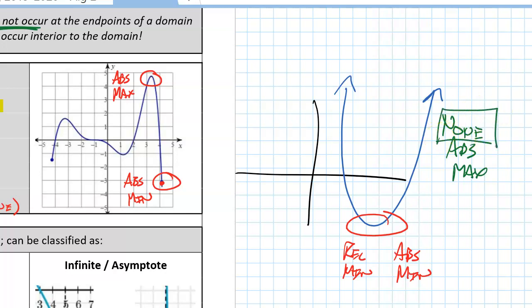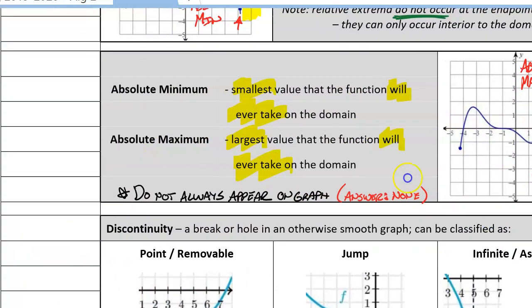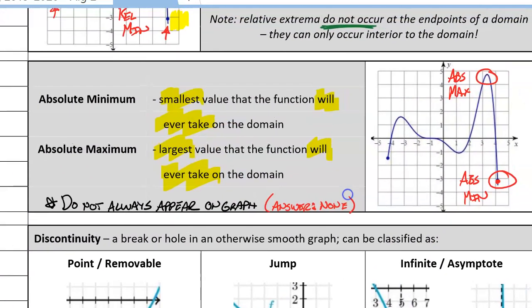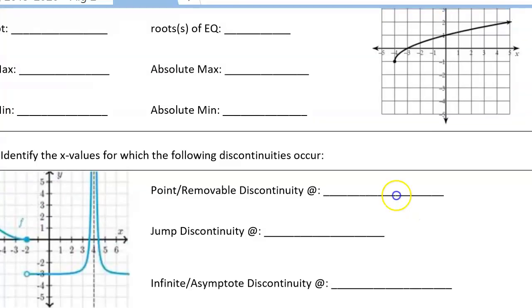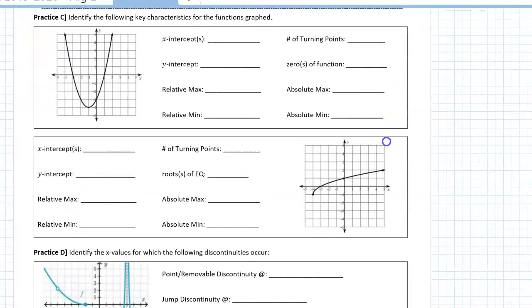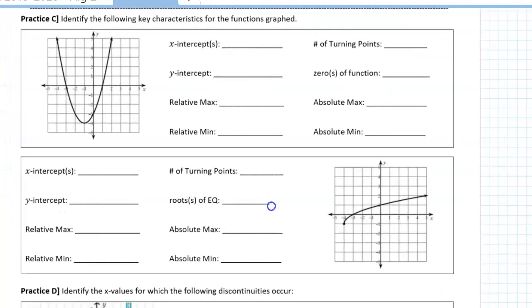Okay, you don't always have to have them. Sometimes students fall into that trap. They just want to label something. Not always true. Okay, so jumping over to the left-hand side, I have 2 practice examples for you.